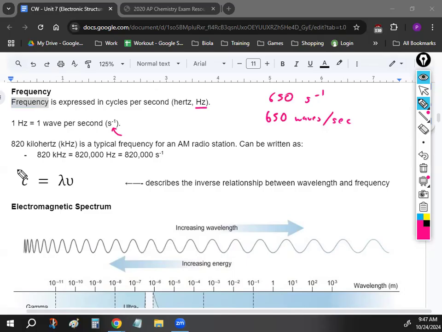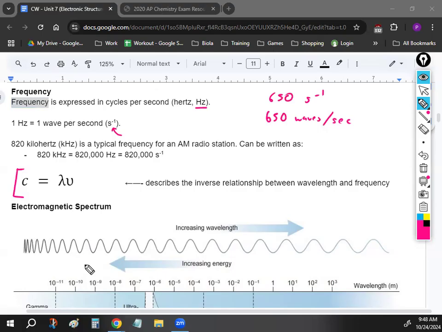All right, so we're going to be taking a look at this equation right here, and I believe that's the first one on your AP equation sheet. And what this equation tells you is it describes the inverse relationship, the opposite relationship between wavelength and frequency, okay?